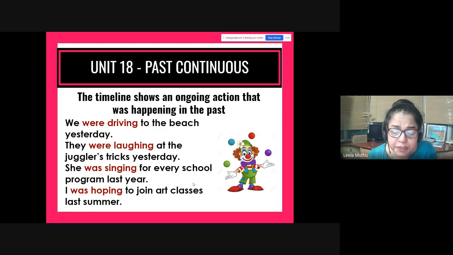I was hoping to join art classes last summer. So last summer, the ongoing action in my head was, oh, I want to join the art classes. I hope I can join it. So it is an ongoing thought of mine. I was hoping to join the art classes last year. An ongoing action of hoping, which happened last year. But now I don't feel like it anymore. So that action was an ongoing action in the past, but which doesn't happen anymore. All right.